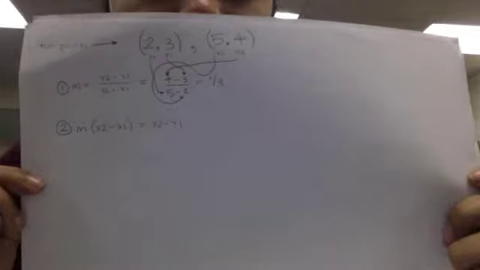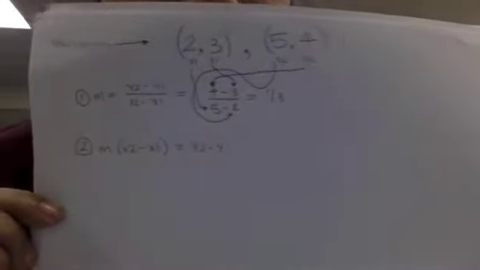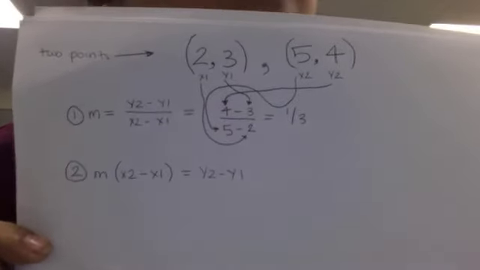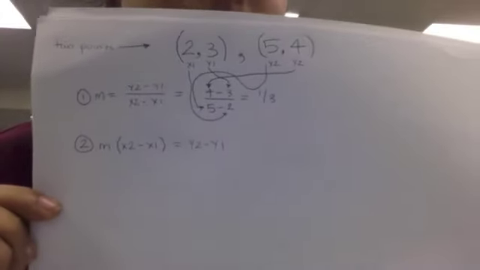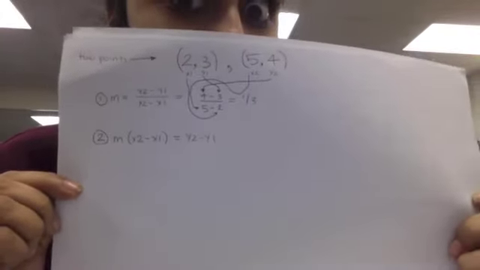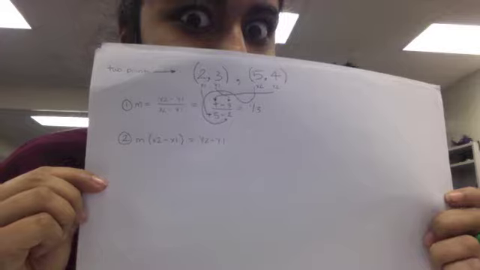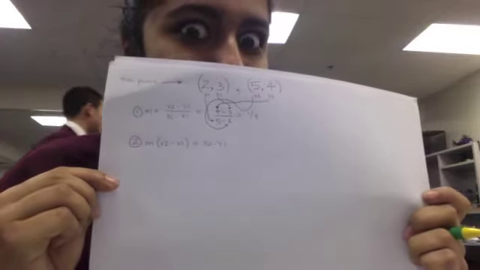The next step, now that you've found the slope, is to input it into this formula. Slope, otherwise known as m, bracket x2 minus x1, bracket, equals y2 minus y1.